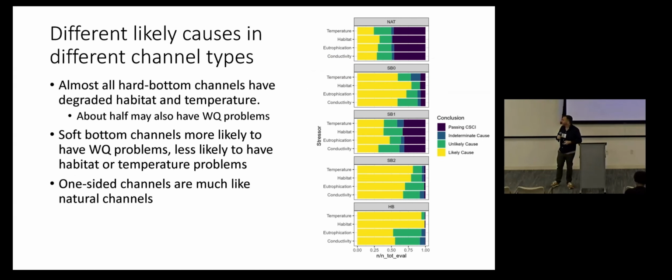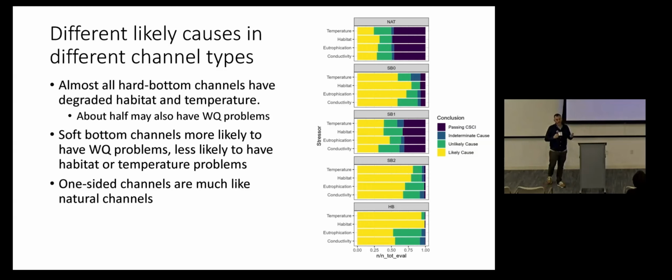Now I'm showing you the results for all the different channel types. And you actually start to see some really interesting patterns. If you look at the panel at the bottom, these are the hard bottom channels. We're finding evidence that nearly every hard bottom channel in Southern California where you have a poor CSCI score, that problem is likely associated with temperature alteration and habitat degradation.